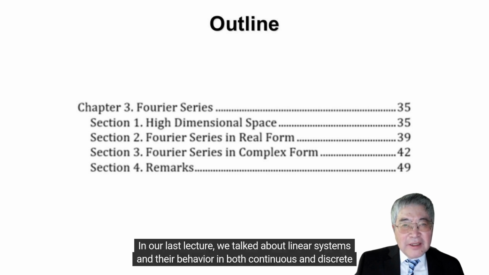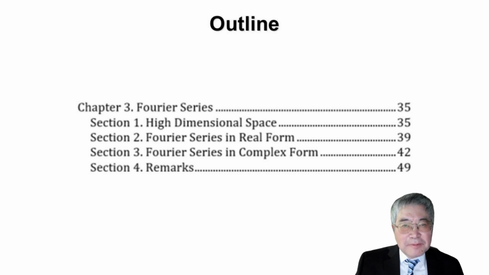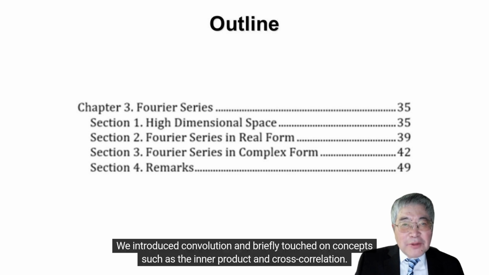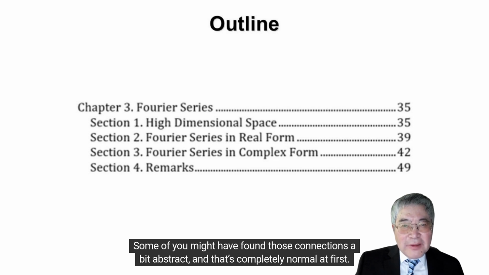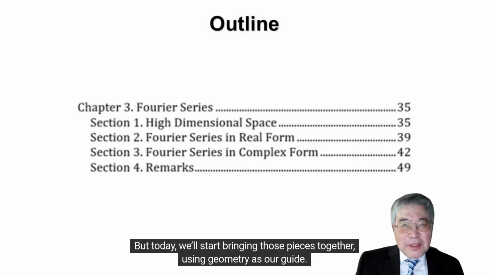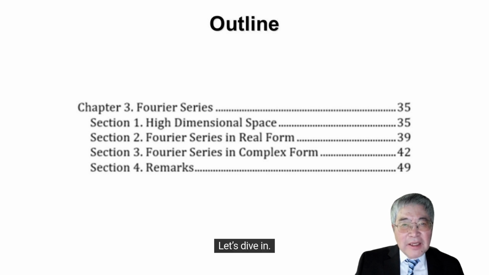In our last lecture, we talked about linear systems and their behavior in both continuous and discrete settings. We introduced convolution and briefly touched on concepts such as the inner product and cross-correlation. Some of you might have found those connections a bit abstract, and that's completely normal at first. But today we'll start bringing those pieces together, using geometry as our guide. Let's dive in.